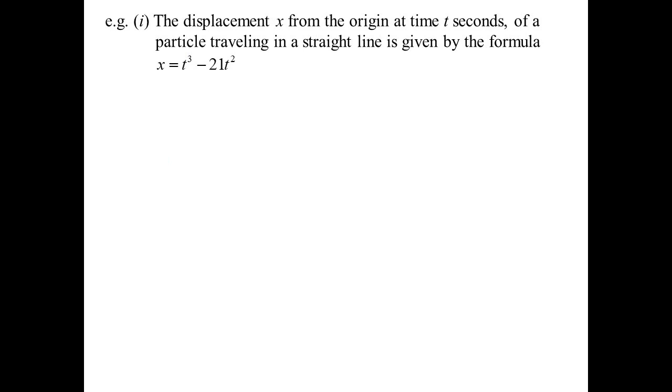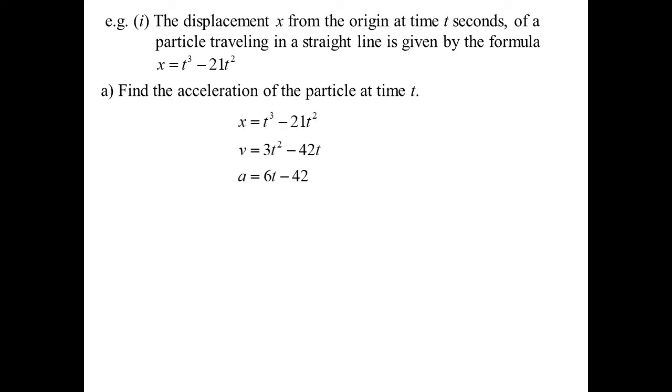If we know the formula for one of these, we should be able to work it out. We've been told the displacement, it's still a cubic like the picture we did before, but we've been given its equation, t cubed minus 21t squared. Find the acceleration at time t. In other words, what's the formula for acceleration? I just differentiate it a couple of times. Differentiate once, I get velocity. Differentiate a second time, I get acceleration. So 6t minus 42.